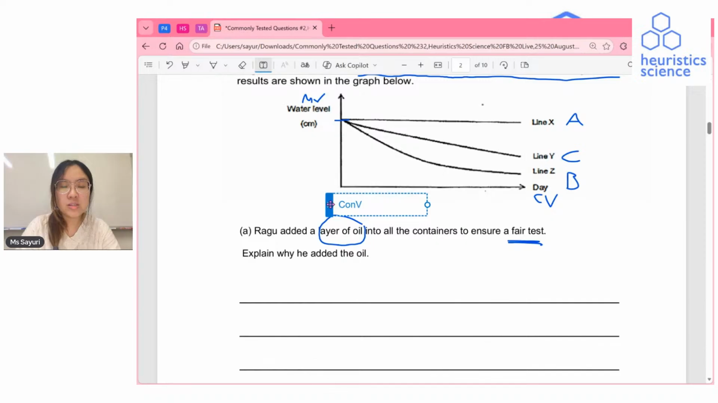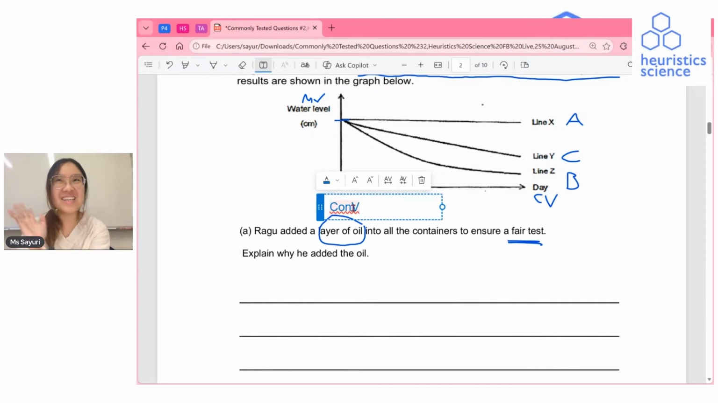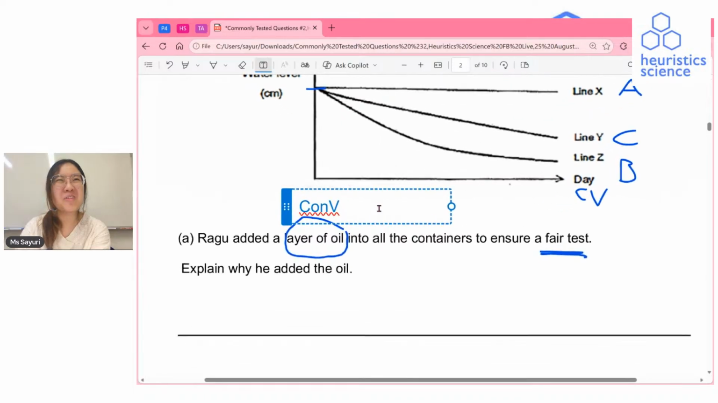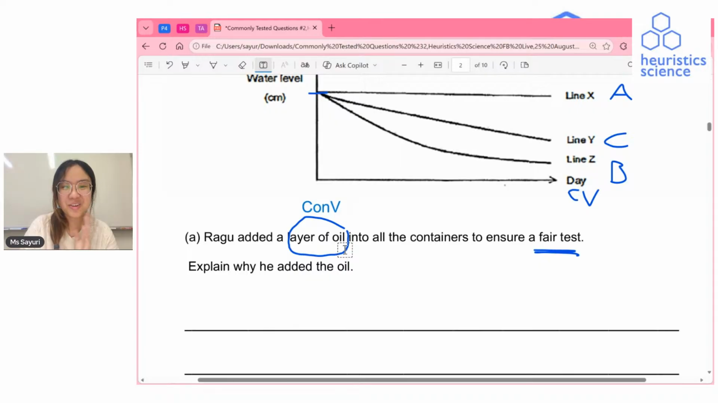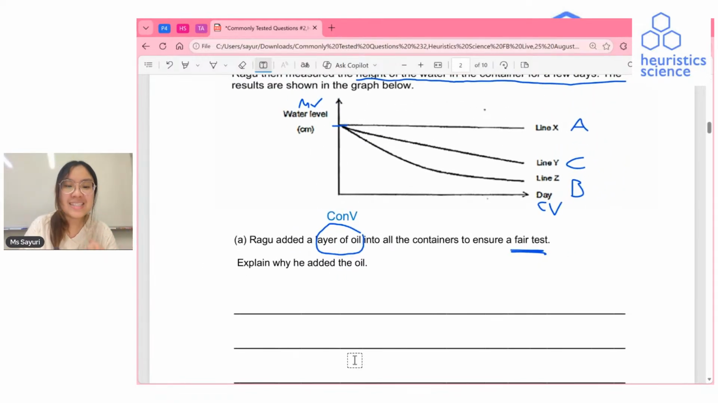Some teachers, I just heard recently, somebody wrote VS, like variable same. That one teacher actually wrote it like that, but I don't know. I'm just gonna call it constant variable. I could spell it out, but I'm just gonna write conv. Okay, you all have to follow along. So in this case here, we have constant variable: layer of oil. What does this layer of oil actually do for the experiment?